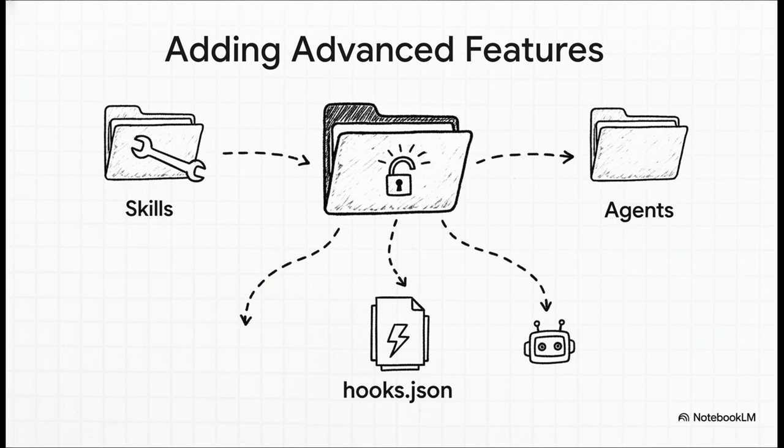Want to give Claude new skills it can use on its own? Create a skills directory. Want it to react automatically to events? You'll use a hooks.json file. Want to define whole custom agents? You guessed it, there's an agents directory for that. It's a really elegant system.